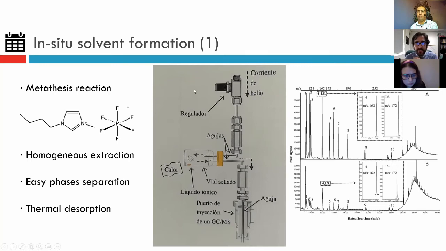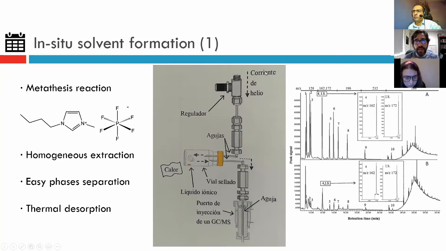We designed a special interface for doing the analysis. Okay, so sorry for that, the names are in Spanish, but I can explain easily. The idea is to introduce the ionic liquid containing the target analytes in a vial. We can close the vial. This is a cap containing a septum. And then we introduce here a needle. There is another needle here.